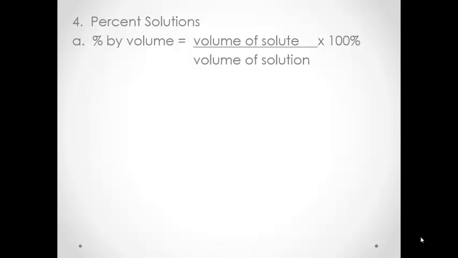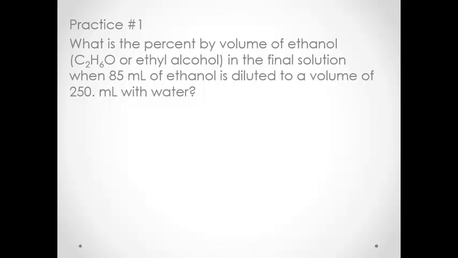They can be percent by volume or percent by mass. Percent by volume is the volume of your solute versus the volume of your total amount of solution, multiplied by 100 to get that percent. Normally you're going to see these with liquids. When you mix two liquids together, you would know the total volume of solution and the volume of your solute. So let's take a look at how we could solve some percent volume problems.